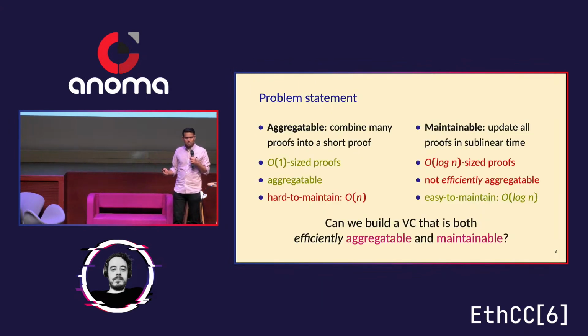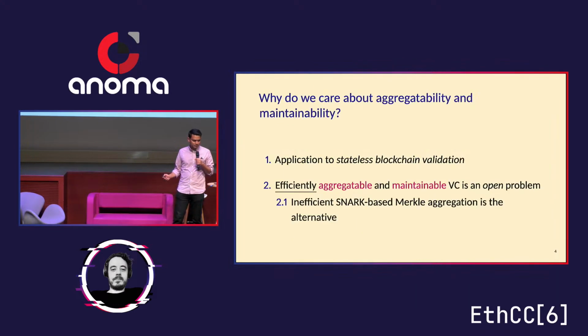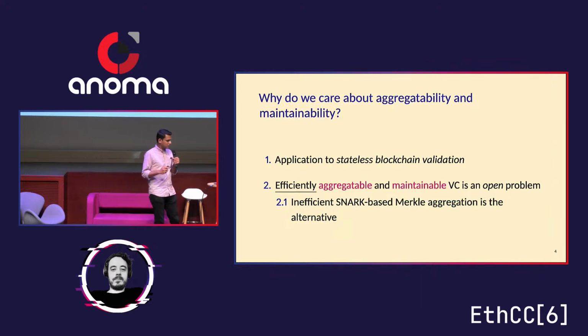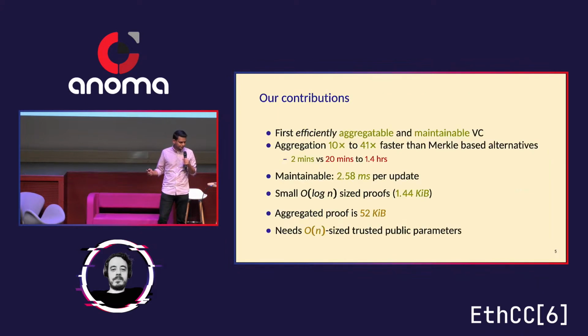So the question which we ask in this work is, can we build a vector commitment scheme that is both efficiently aggregatable and maintainable? So why do we care about these two properties? First, the only other alternative we have is using SNARKs, and they may not be the right tools. It's inefficient. And the other key reason why we want a vector commitment scheme with these two properties is in the context of stateless blockchains, where we need maintainability and efficient aggregation.